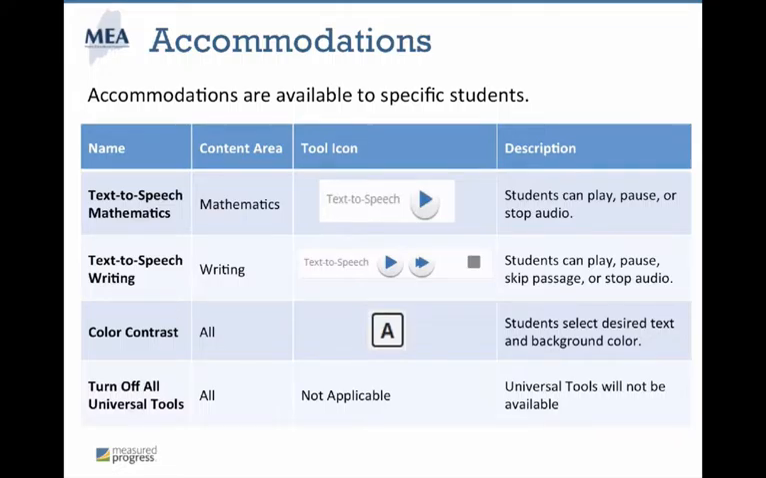Accommodations are available to specific students. They've been assigned by either the DAC, the STC, or the ITC. Students may have access to text-to-speech mathematics, text-to-speech writing, color contrast, or they may have had their universal tools turned off. Text-to-speech writing will only add read aloud to the essay test. There is no read aloud for the reading test or for the writing and language test.